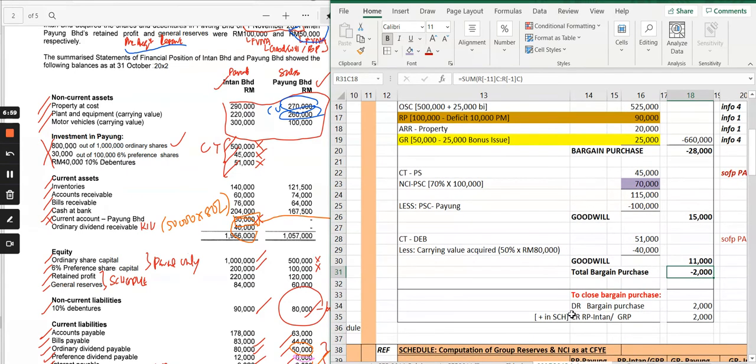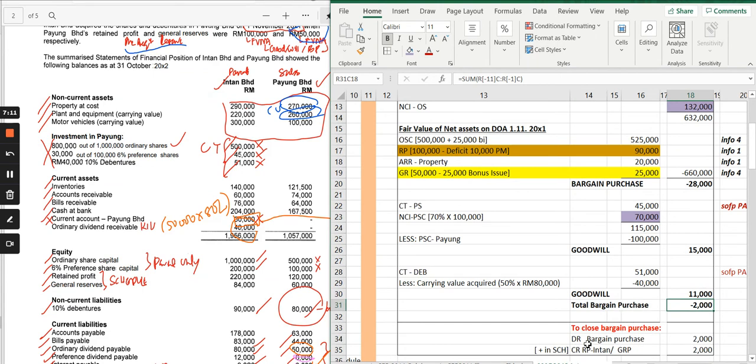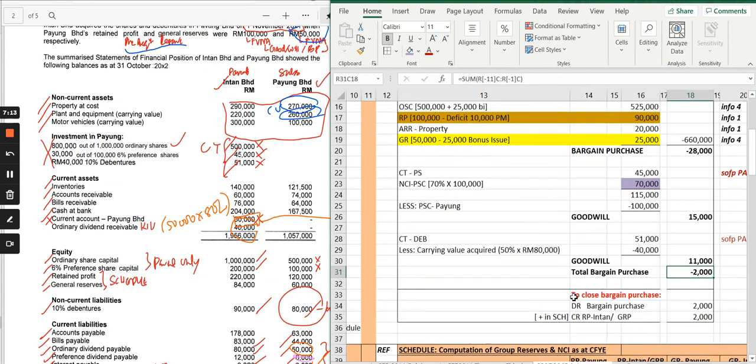In terms of bargain purchase, it has to be reassessed and checked in terms of whether the assets are being revalued, whether the fair value has been fairly stated, whatsoever. But for this question, we assume those things have been complied with, and now we can close off the bargain purchase. Where do you close off the bargain purchase? That will be closed off in the schedule here, which is in the group retained profit, by crediting it to the retained profit, right?